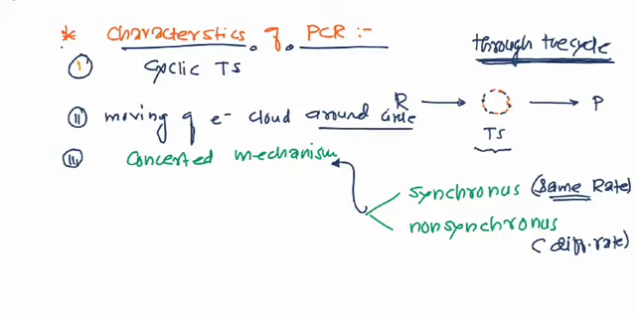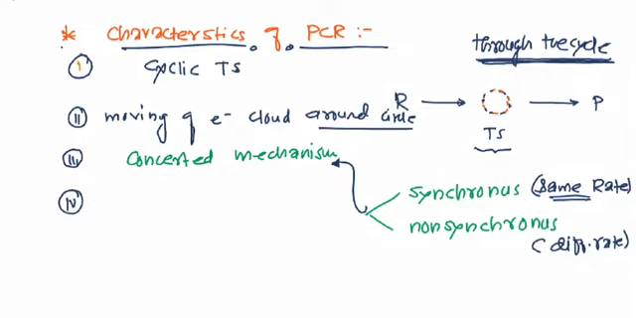The third important feature is a concerted mechanism, and there are again two types: synchronous and non-synchronous. Pericyclic reactions are concerted. They may be synchronous, they may be non-synchronous, but it is a concerted one. This is the third feature of pericyclic reactions.